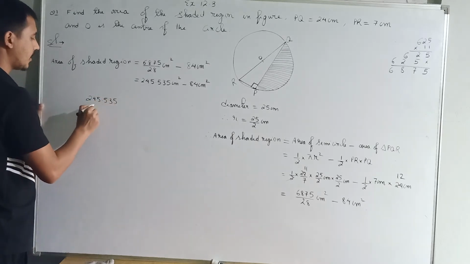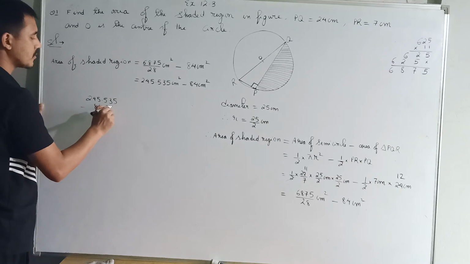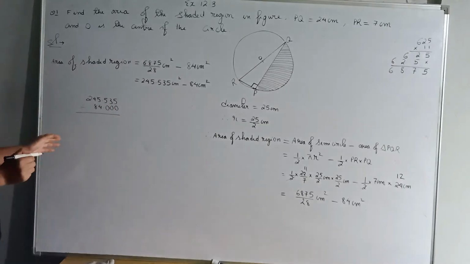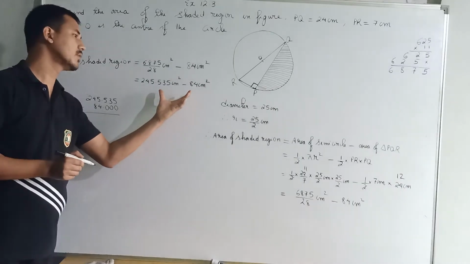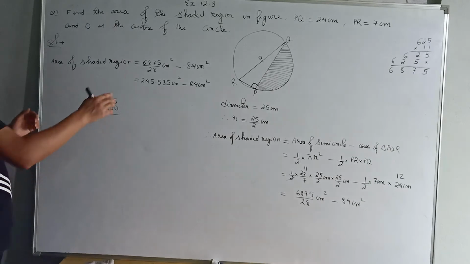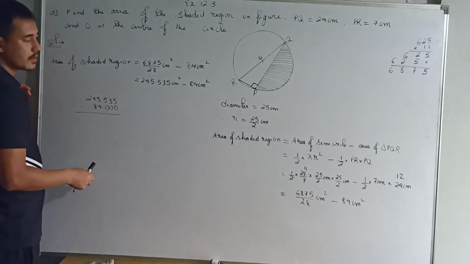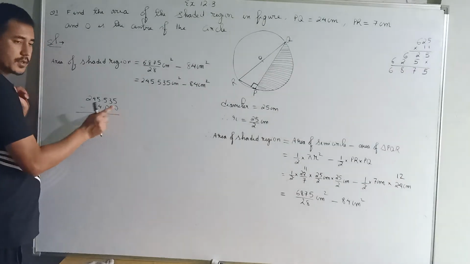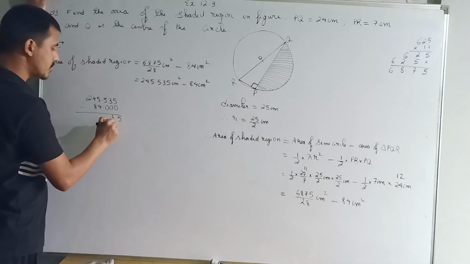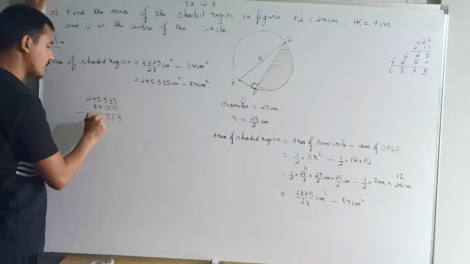245.535 minus 84.000. When you're subtracting any two terms containing decimals, their decimal points should coincide. 84 does not have any decimal place, so we write 84.000 and we subtract them. 5, 3, 5, 5 minus 4, 1.